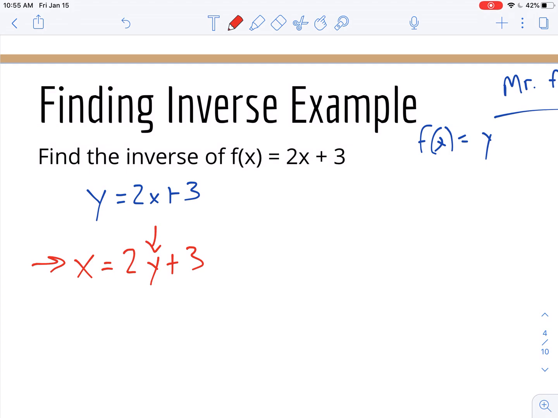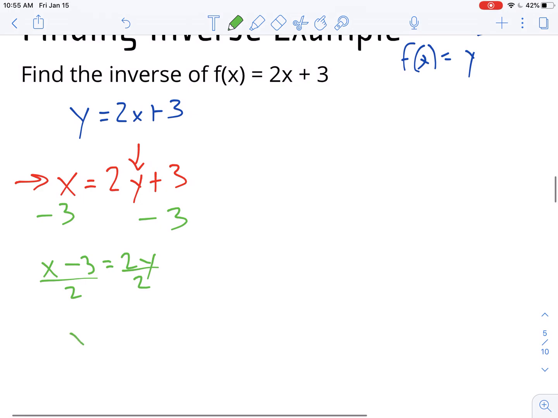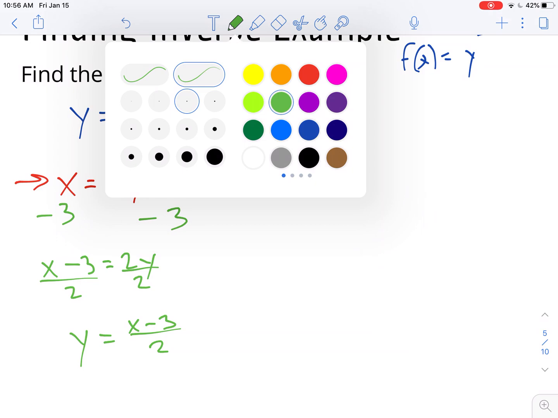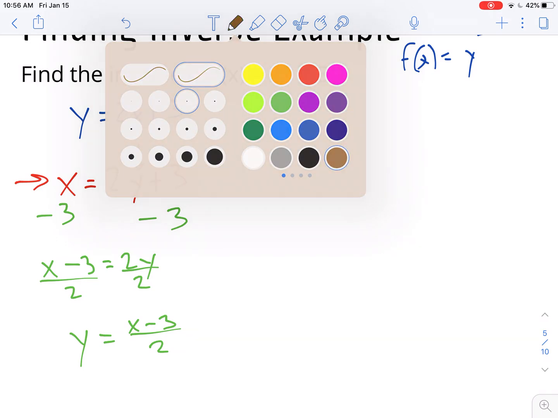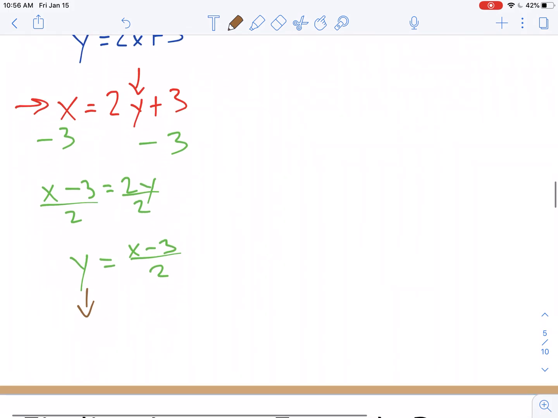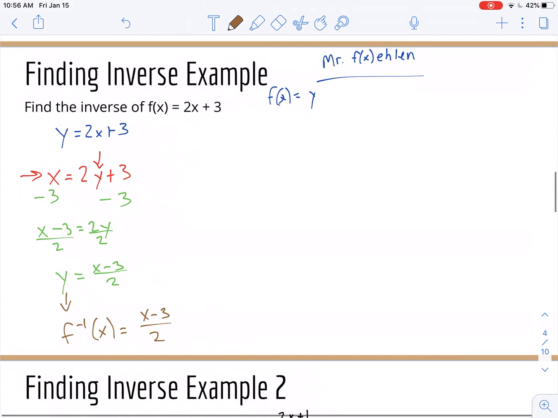So I will solve the equation for y, just as I've always solved equations since pre-algebra. I'll subtract 3 on both sides. I'll divide everything by 2. And now I've got the statement y is equal to x minus 3 over 2. Now for my final answer, I will change this y to the inverse function of x, and then I'll say it's x minus 3 over 2. And now I've created the inverse function. That makes sense. Everything there works out.